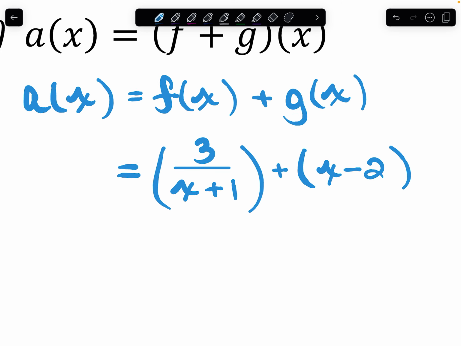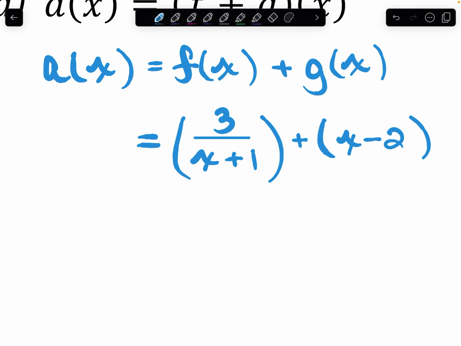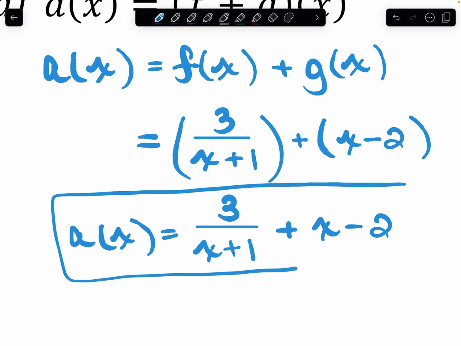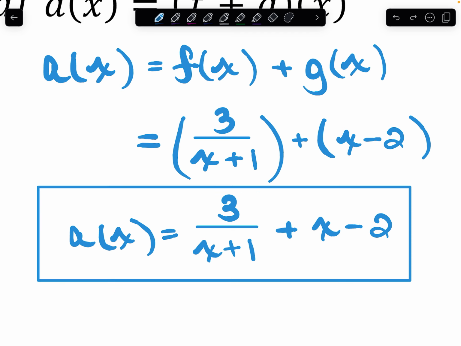All right, so if the directions do not ask you to simplify this function, you do not have to simplify this function. So we would simply just leave our function, because it does not say simplify, as 3 over x plus 1 plus x minus 2. Okay, so once you have your function, and I typically do not ask you to simplify this type of function because it is a little bit complicated on the simplifying. So just read carefully.